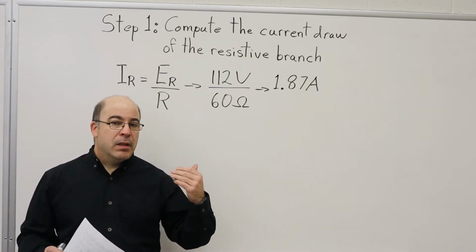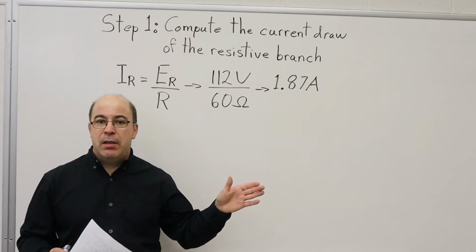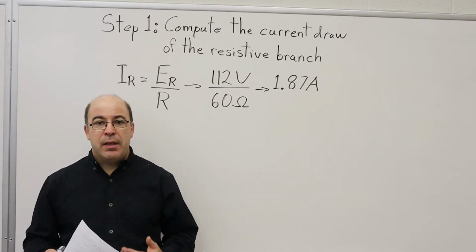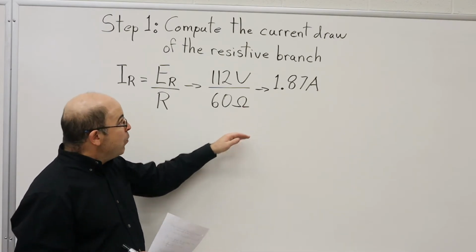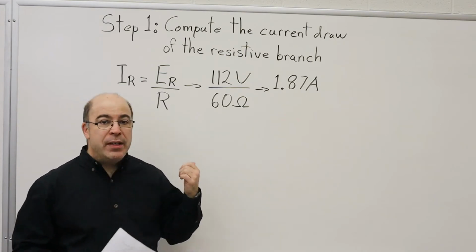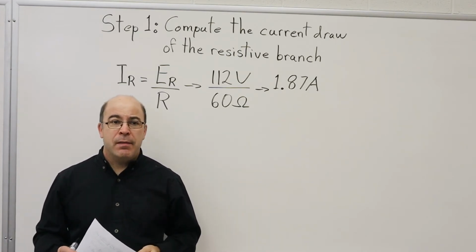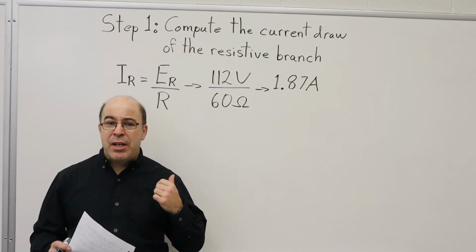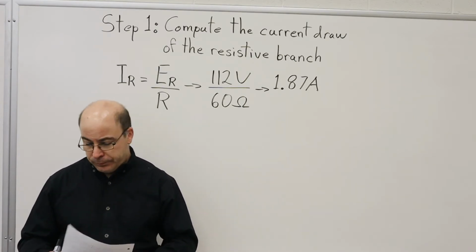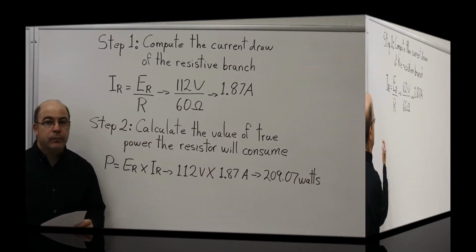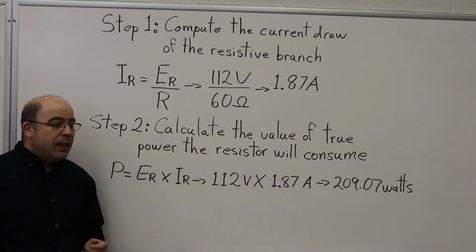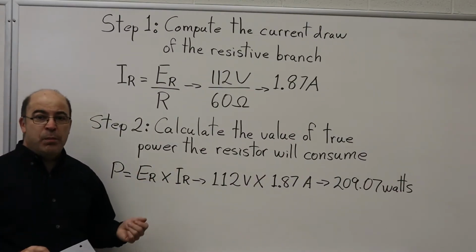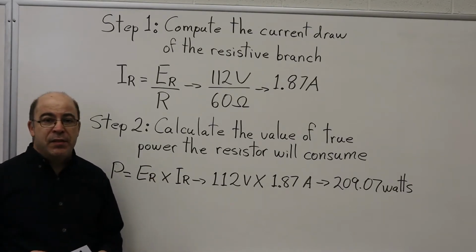Now, this value is already in my calculator, and I like to be efficient in my work. This is the reason why in my next step, I'm going to proceed to solve for the amount of true power that this branch of the circuit is going to draw. Okay, calculate the value of true power that the resistor is going to consume.